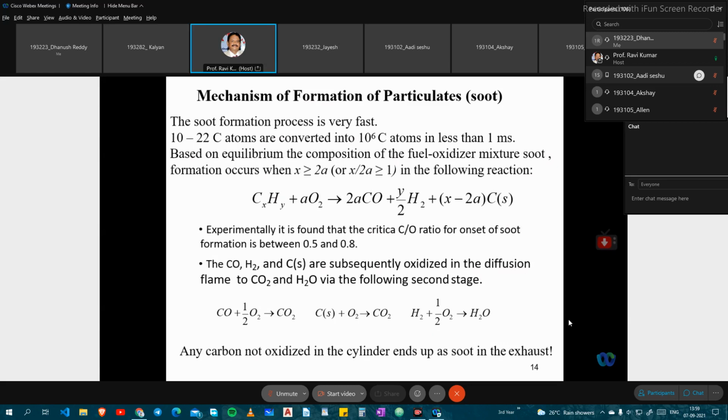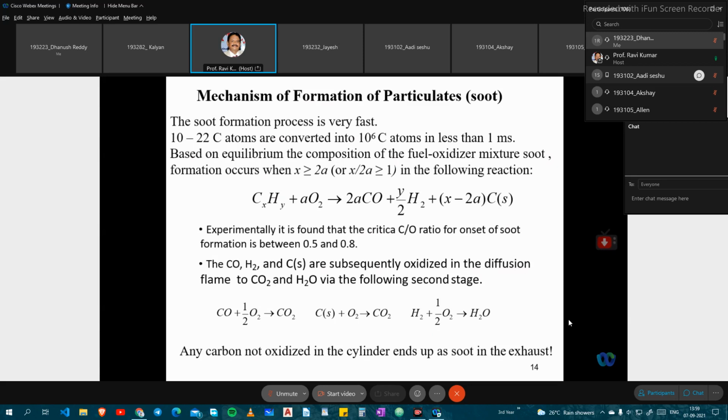One minute per second, because whatever exhaust is coming out will be mixes of carbon atoms, which mix very easily with the air. Based on the equilibrium composition of the fuel-oxidizer mixture, soot formation occurs when x is greater than or equal to 2a, or x by 2a is greater than or equal to 1.